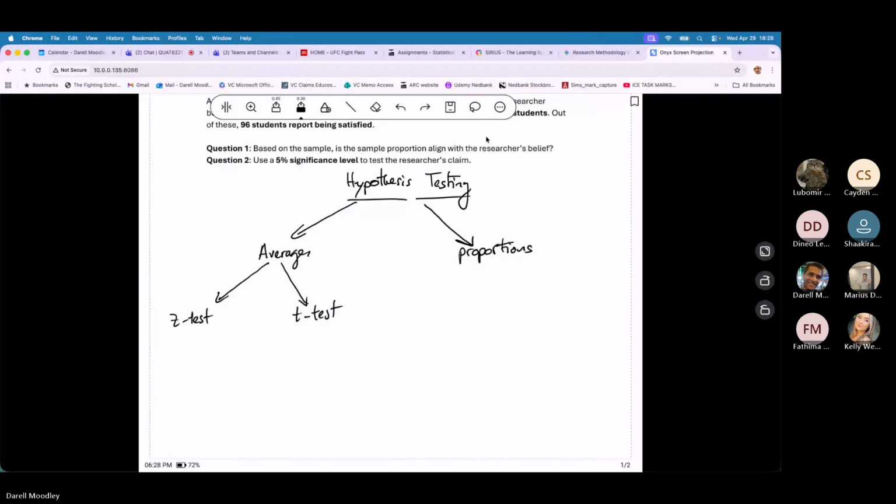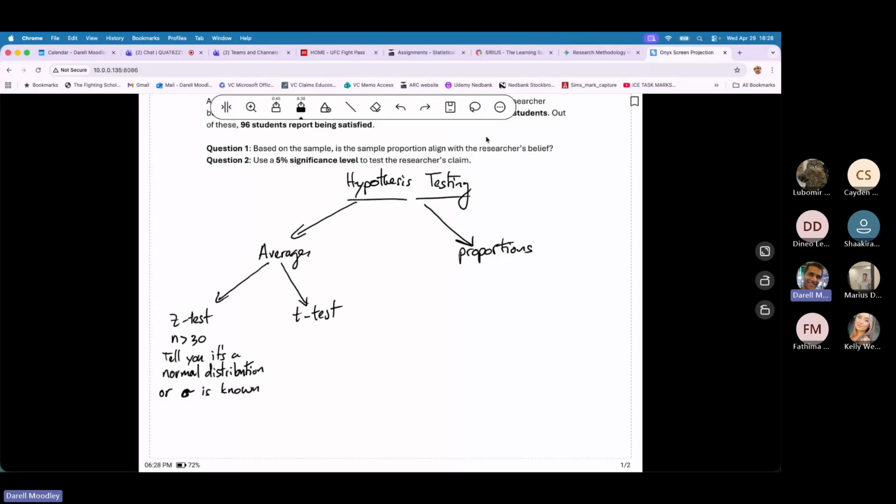Now, just to recap, the z-test: if your sample size is greater than 30, or if they tell you it's a normal distribution, or sigma is known. Sigma is just your population standard deviation. So if all of these conditions are met, use the z-test.